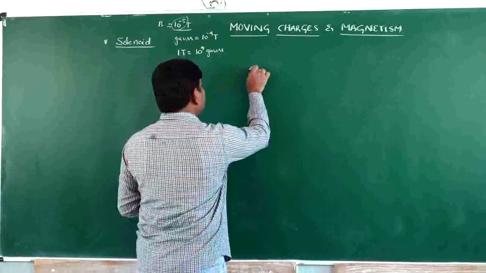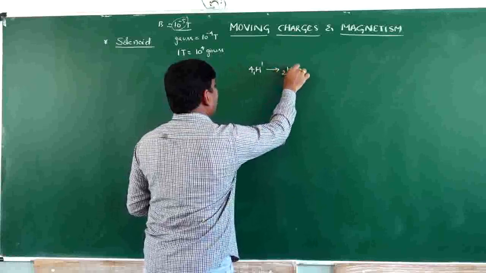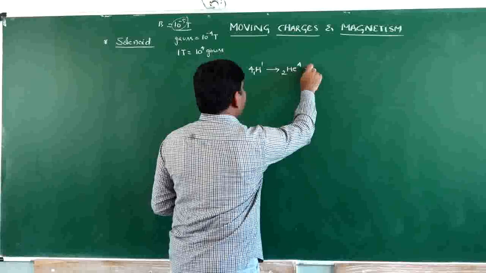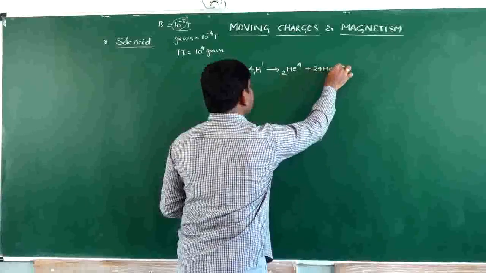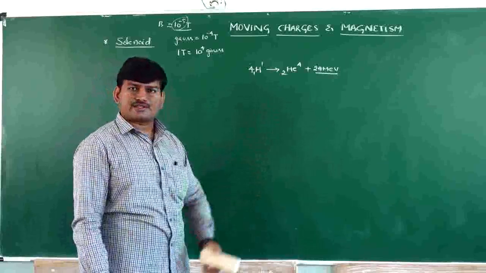4 1H1 gives rise to 2He4. I am writing the last equation directly, so I am skipping the intermediate equations here. 24 MeV of energy is released. This is the nuclear fusion reaction.